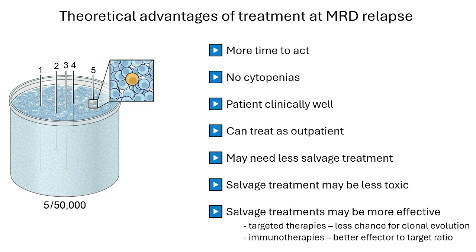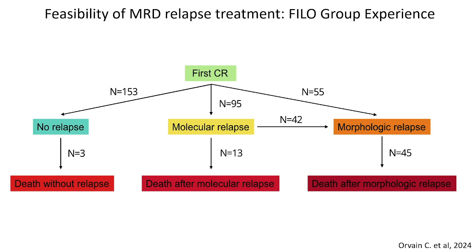And because of the low starting disease burden, and the fact that the patient starts with normal blood counts, perhaps the salvage treatment may be less toxic, with less chance of getting serious infection or other complication, which may make transplantation impossible. And finally, the low disease burden salvage treatments might be more effective. Targeted treatments might be more effective because there's statistically less chance for clonal evolution and escape to occur. And immunotherapies such as DLI or bispecific antibodies may be more effective because the effector to target ratio is significantly more favorable.